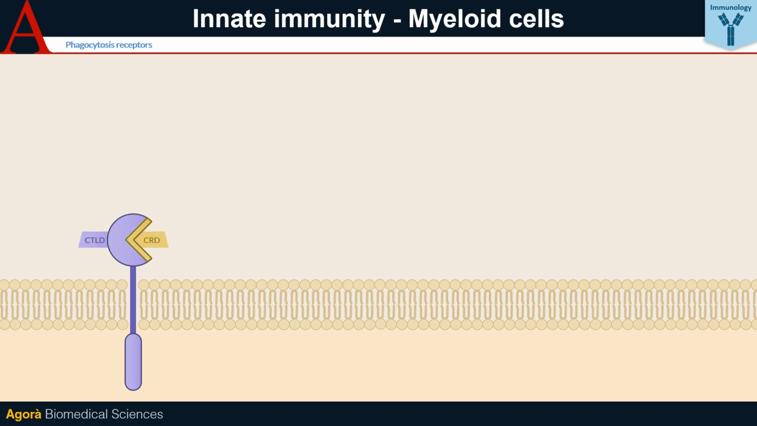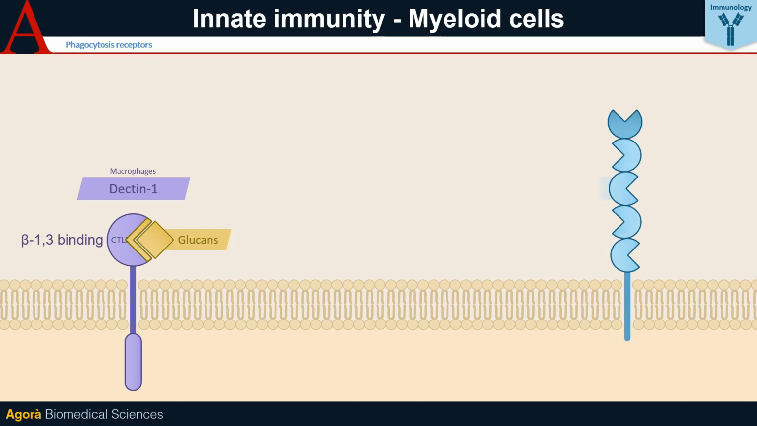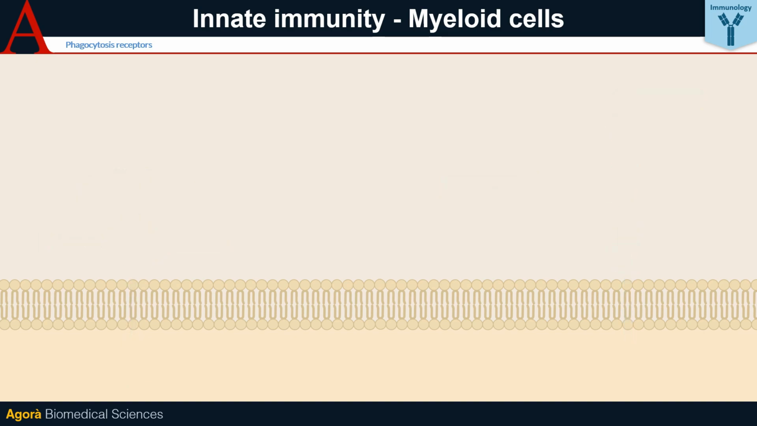Dectin-1 is structurally characterized by a single CTLD and is strongly expressed by macrophages. It binds glucose polymers with beta 1,3 type binding typical of fungal walls. The mannose receptor, on the other hand, has numerous CTLDs and is expressed not only by macrophages but also by DCs. It performs a recognition function towards different mannosylated ligands typical of various pathogens, viruses, fungi, bacteria, etc.